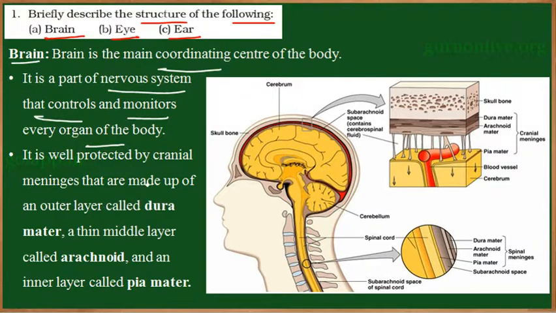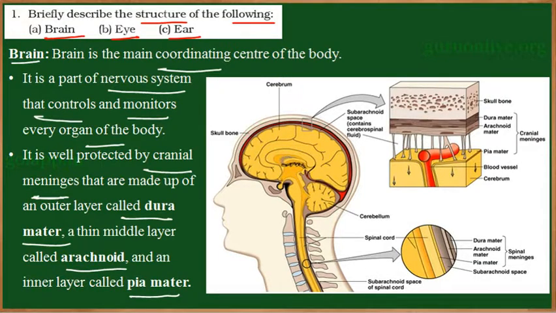Now this brain is protected by a layer of connective tissues. These are called cranial meninges, because this protection we can find in the spinal cord also. The layer which is present in the brain is called cranial meninges, and it is made up of three layers. An outer layer is called dura mater, a middle layer is called arachnoid, and the inner layer is called pia mater.